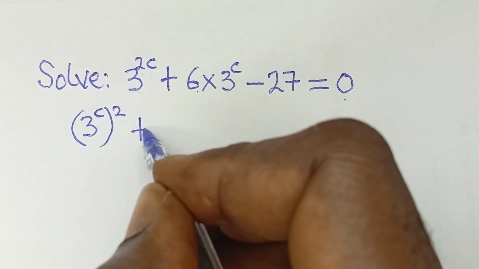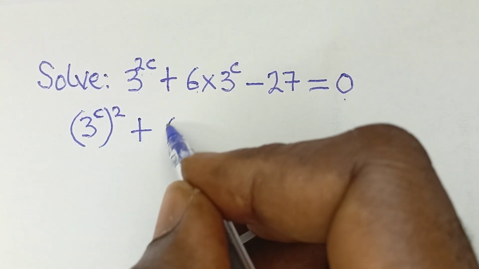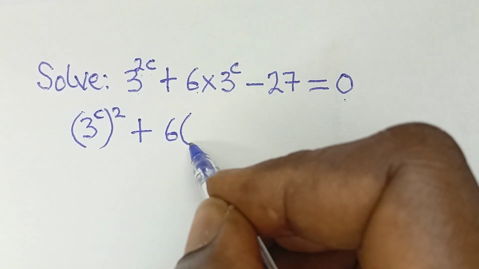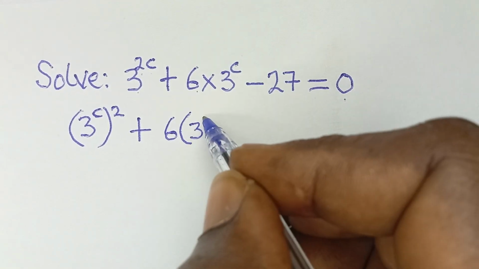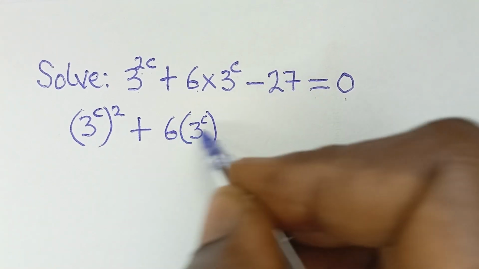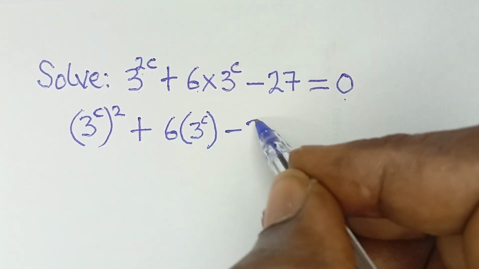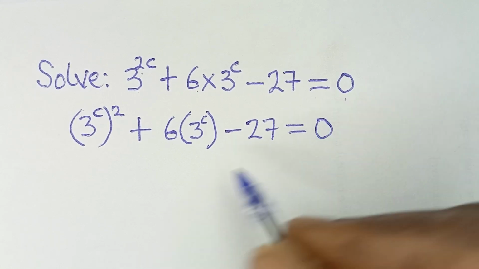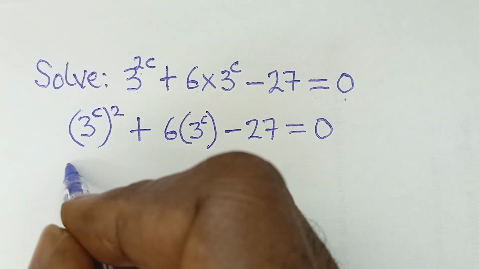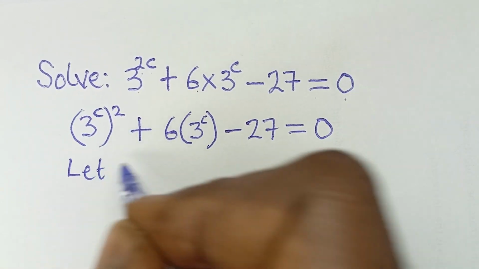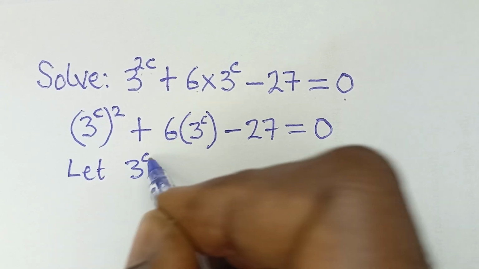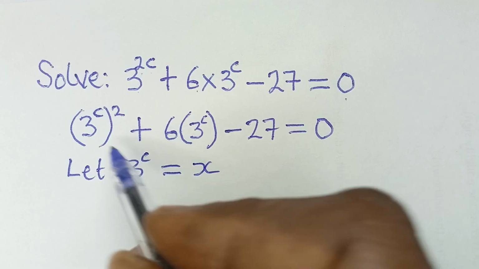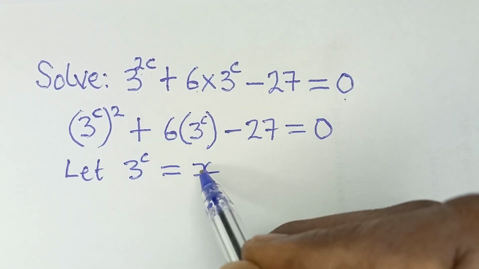And then plus 6 multiplied by 3 raised to the power c, which can also be written as this. And then minus 27 is equal to 0. Now, we are going to say let 3 raised to the power c be equal to x. So let this 3 raised to the power c be equal to x.